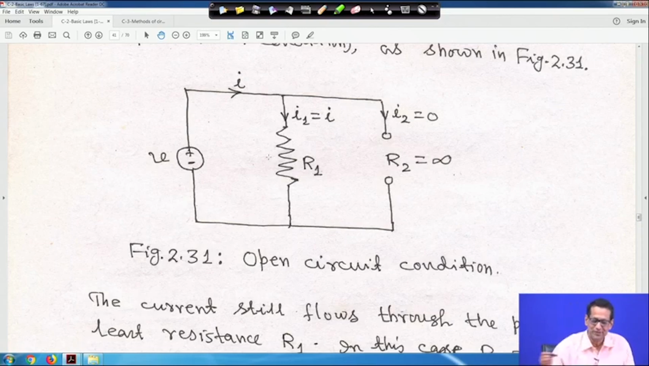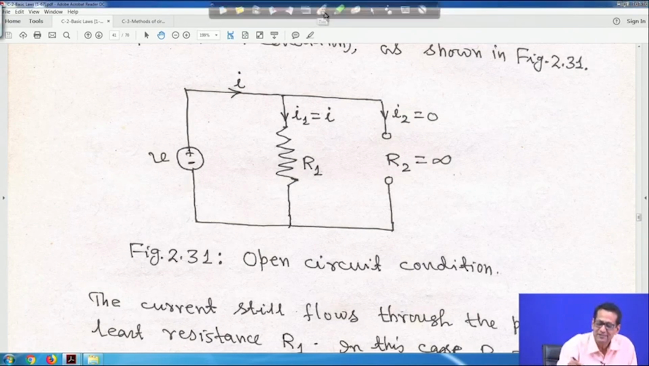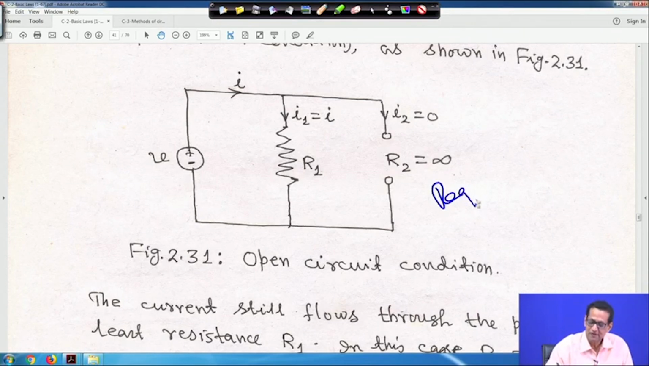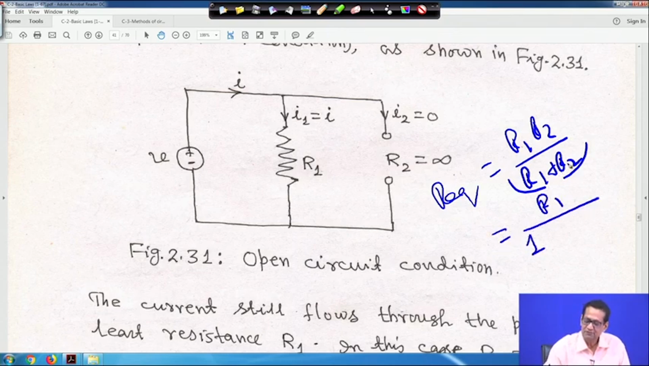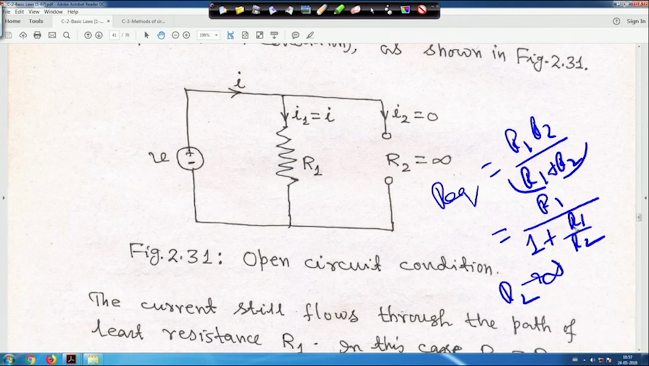Let me show it mathematically. Suppose Req is equal to R1 R2 by R1 plus R2, right. Now, if you divide numerator and denominator by R2, the numerator becomes R1, and the denominator becomes R2 by R2 plus R1 by R2, that is 1 plus R1 by R2, right. Now, if R2 tends to infinity, this R1 by R2 will become 0. So, basically it is 1, and it will become R1. That is why when it is open circuit, Req will be equal to R1, understandable, right.